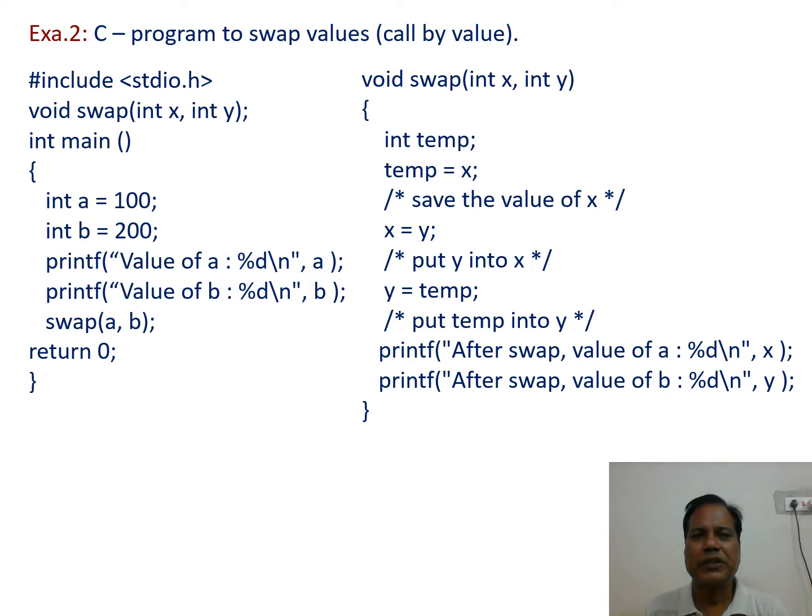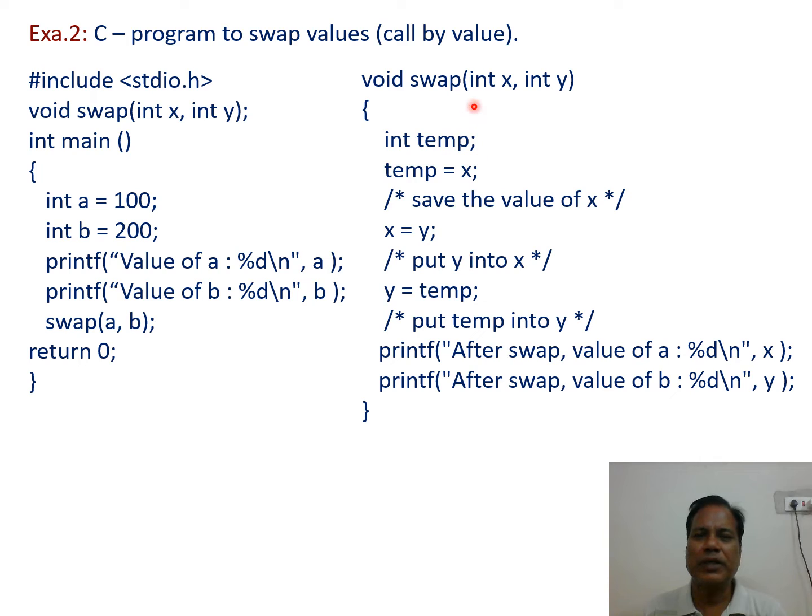Now let us discuss the second example C program. In this C program we will see that we have to swap the two values, and while calling the function we have to pass the values to the called function. Now one function is the main function that is always going to be there, and another function is swap function.